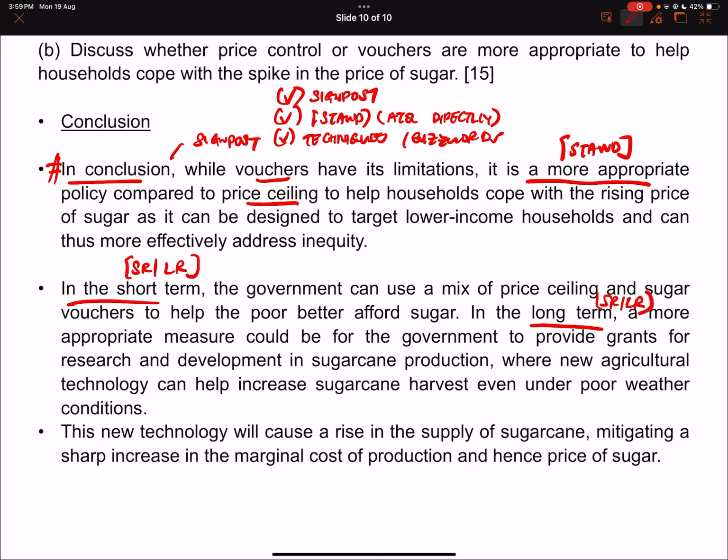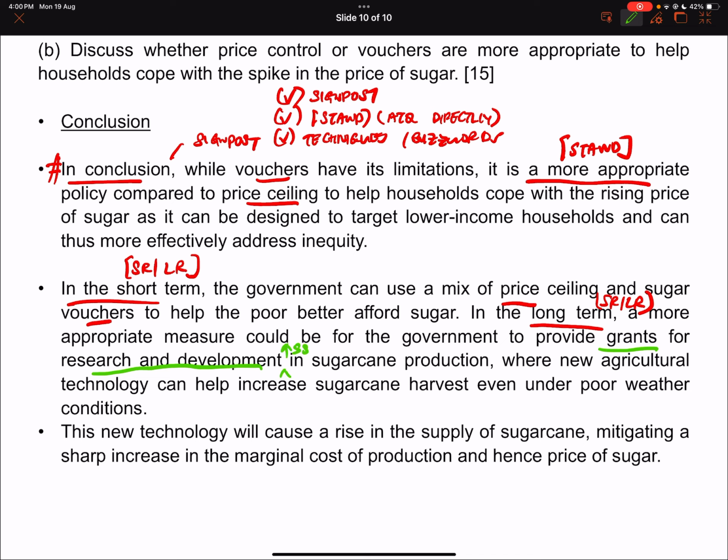Okay, so how can we have a comment about long run, short run? So here I'm going to say that actually I guess you can have a mix of bringing prices down through the price ceiling and then giving vouchers, but you know this is not a long-term solution, right? You're going to run out of money if you use the vouchers, and if you use a price ceiling, you're going to have black markets emerge sooner or later, because people are willing to pay much higher prices than that.